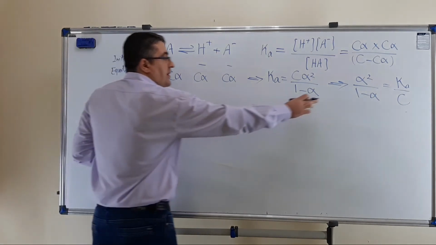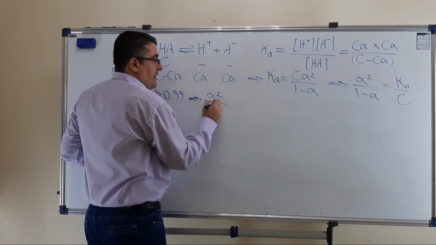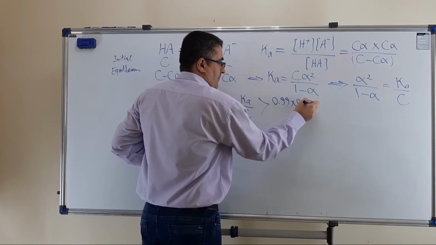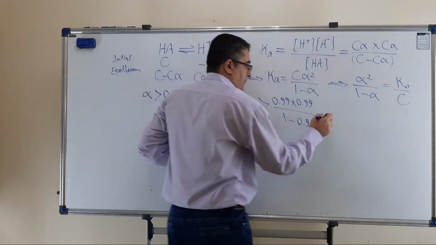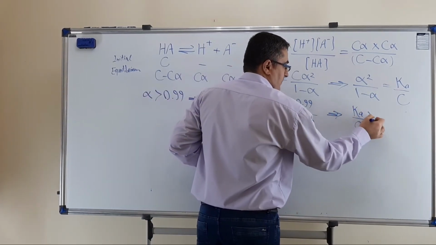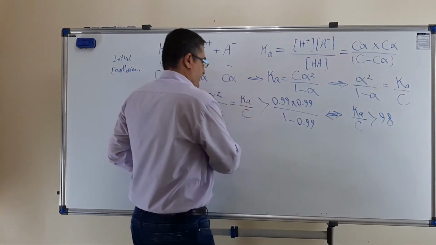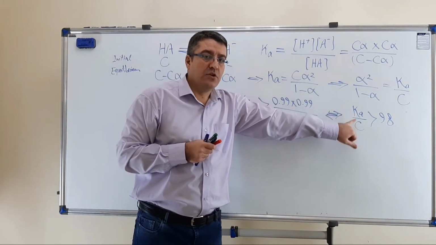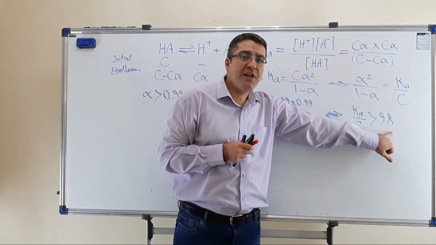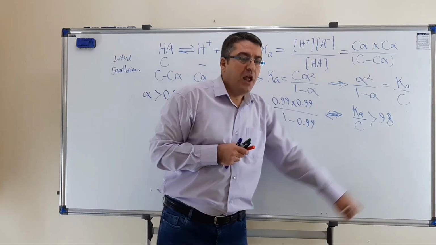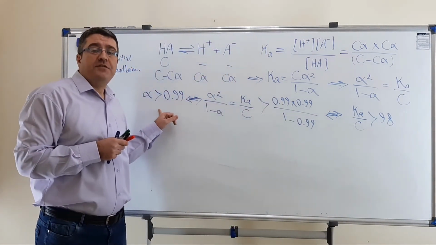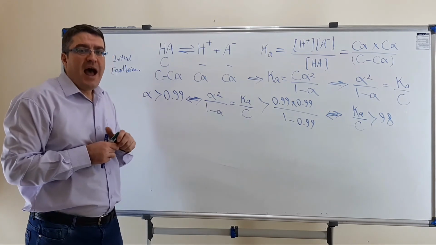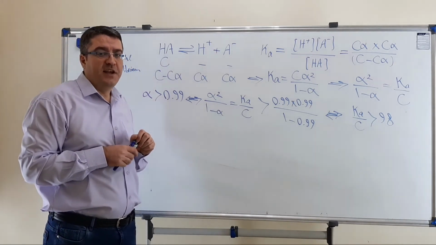If we substitute this here, we will have: if the ratio of the acidity constant to the initial concentration of the acid is greater than 98, about 100, the degree of dissociation, the fraction of acid which is dissociated, will be greater than 0.99, and we can assume that the acid is almost completely dissociated and is a strong acid.